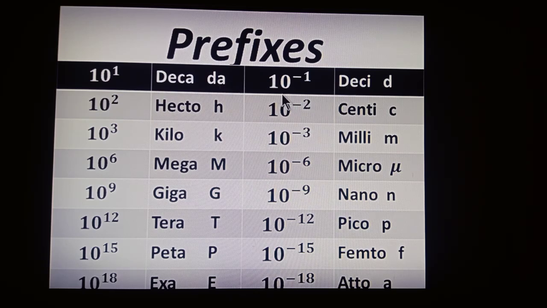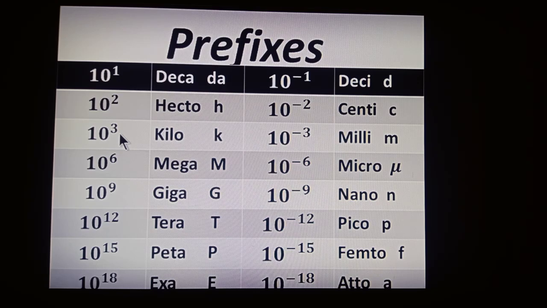Similarly, if something is divided by 10, it means 10 raised to the power minus 1. 1 by 10th part of something is called deci. Small d is its symbol. Something multiplied by 100 times is called hecto. Hecto represents 10 raised to the power 2. Similarly, 1 by 100th part of something is represented by 10 raised to the power minus 2 and it is called centi. 1 by 100th part of something.